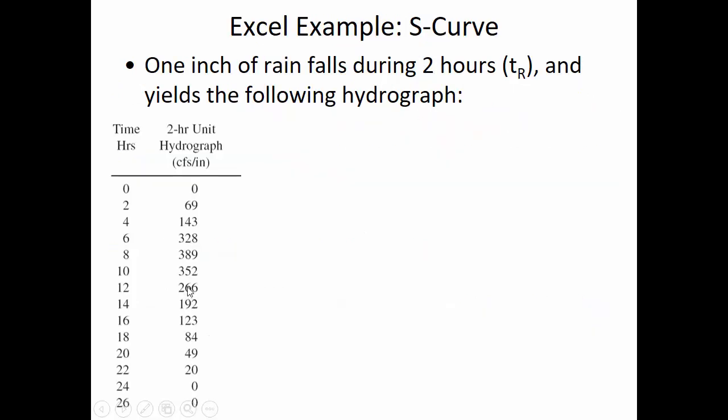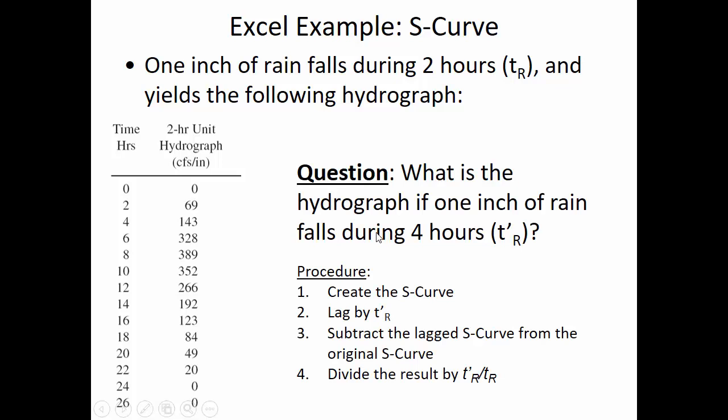And so here's the example that we're going to work through. We're going to say that if we have an inch of rainfall excess that fell during a 2-hour storm, then this is the hydrograph we got out of it. What we're going to try and do is transform that into what if it was an inch of rain that falls during a 4-hour period. Then I want to show you the procedure that we would follow to create that S-curve. And so if you've got Excel started up on your laptop, you can log into the machines there, and we'll go through that process together.